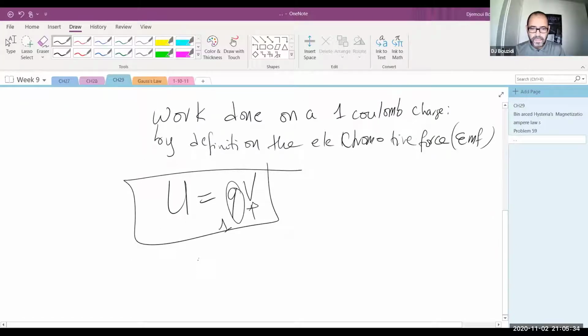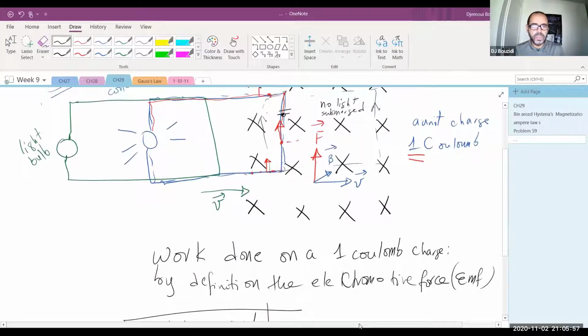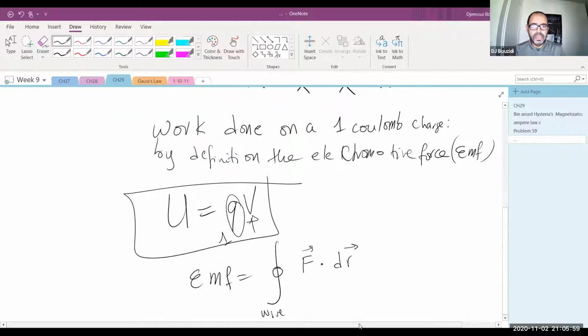So the EMF now is going to be the integral over the entire loop of the entire closed wire of this force, which is going to be F times the displacement. And the displacement is along the wire itself. Okay? So this is basically in a nutshell what this thing is. So this is how we calculate.